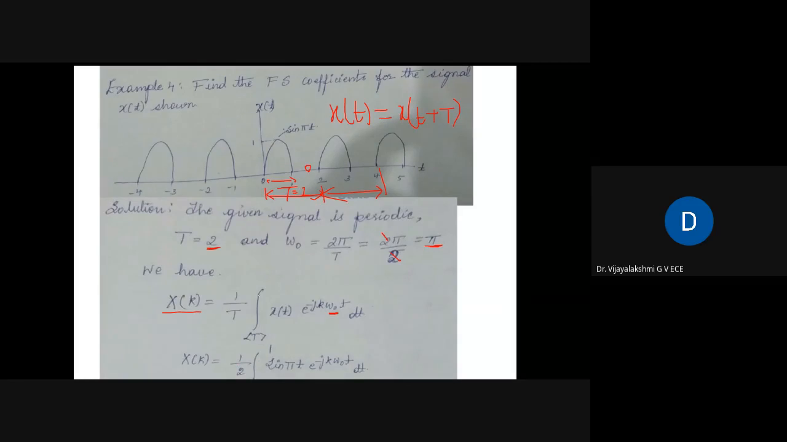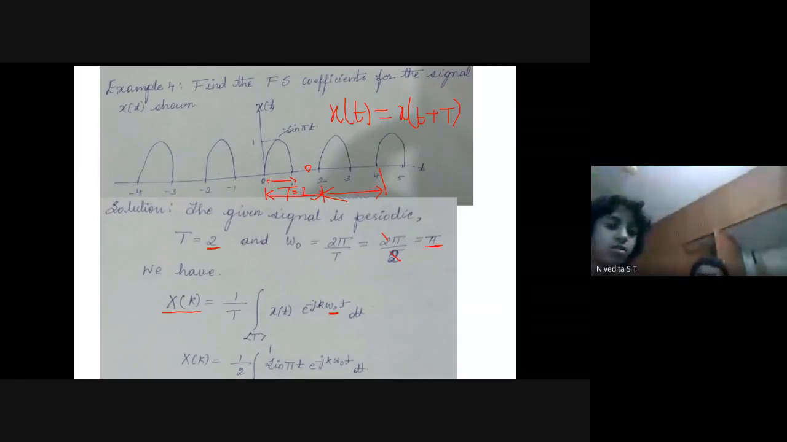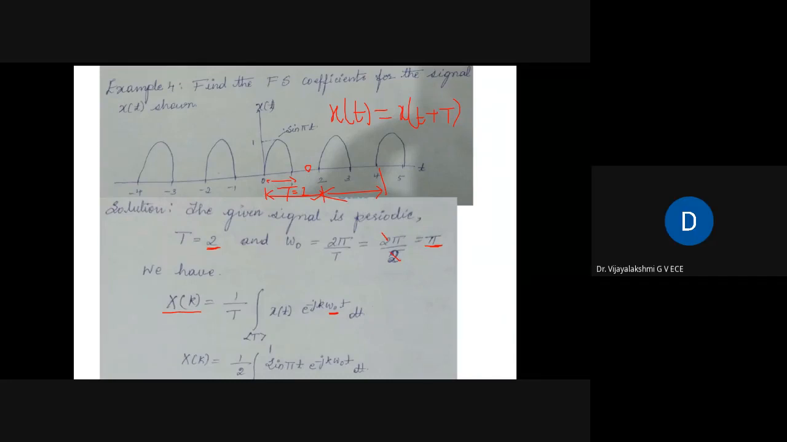So we have 1 over T integral from 0 to 1. Why is it from 0 to 1? Actually, I have to consider from 0 to 2. But in this equation, I have just taken 0 to 1 because from 1 to 2 it is not defined, so it is going to be substituted as 0 anyhow. So we have 0 to 1 sin pi t into e raised to minus j k omega naught into t.